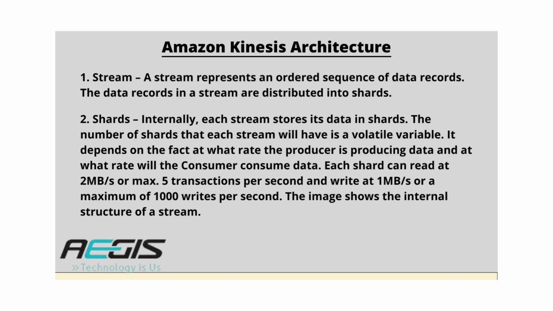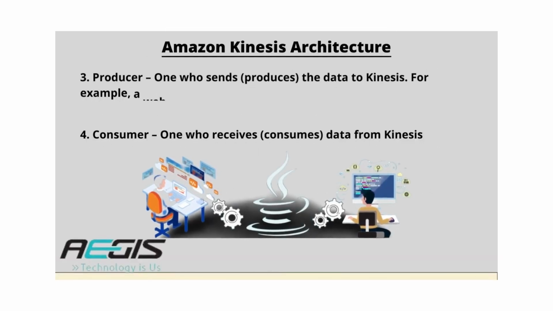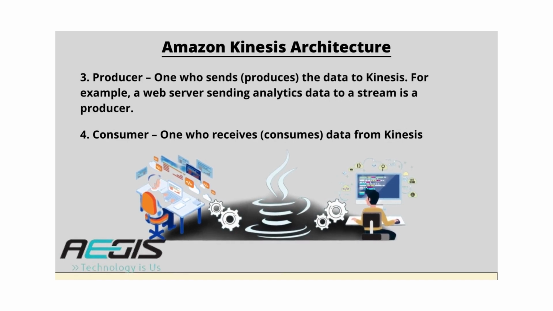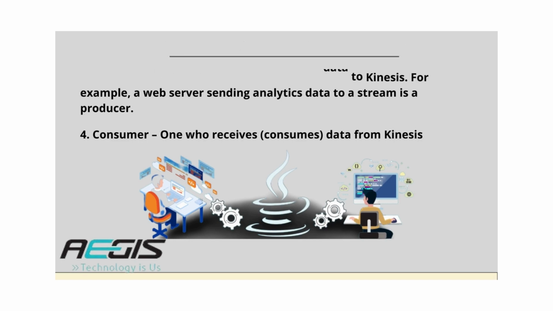The image shows the internal structure of a shard. Third is producer, one who sends, meaning produces, the data to Kinesis. For example, a web server sending analytics data to a stream is a producer. Fourth is consumer, one who receives, meaning consumes, data from Kinesis.